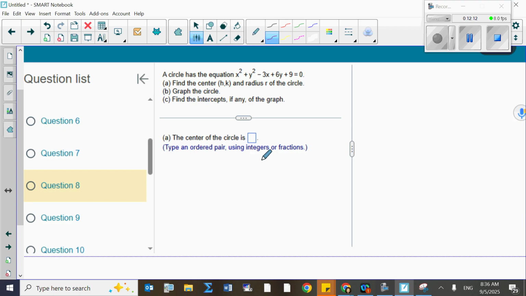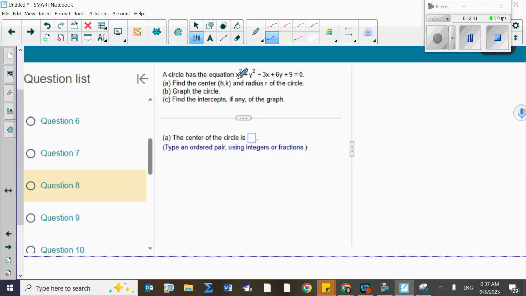Okay, next question. We have a circle whose equation is x squared plus y squared minus 3x plus 6y plus 9 equal to 0. This is the general form. That's question number 8. It's asking us to find h and k, the center, and the radius. Obviously, from the general form, I cannot find the center and radius directly. I have to change it to standard form.